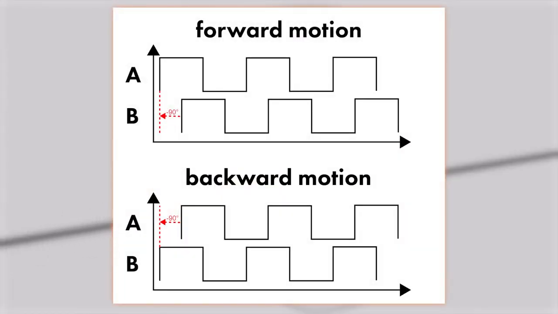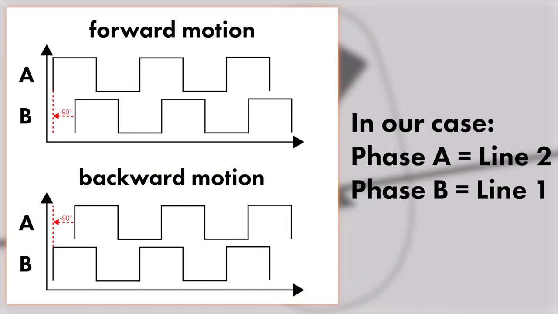Based on the phase shift from phase A to phase B, the shaft encoder module can tell in which direction the part is moving. If phase B is 90 degrees behind phase A, it is a forward motion. If phase A is 90 degrees behind phase B, it is a backward motion. In our case, line 1 is 90 degrees behind line 2. So, for this setup, we set phase A to line 2 and phase B to line 1.